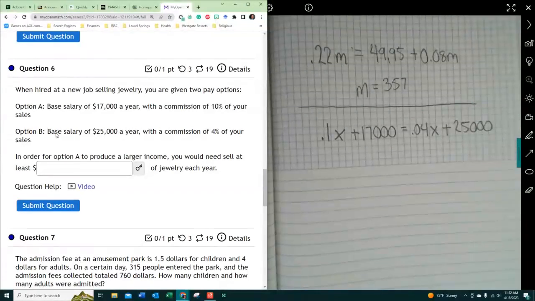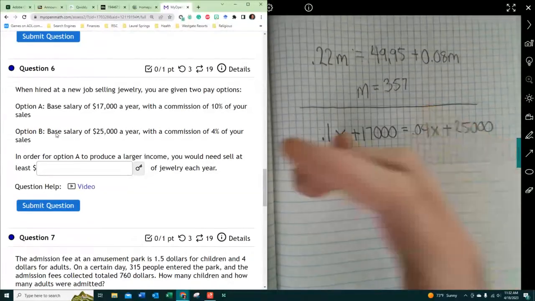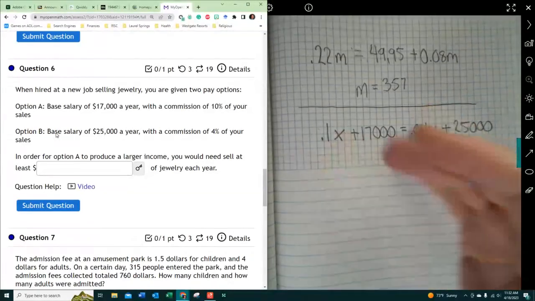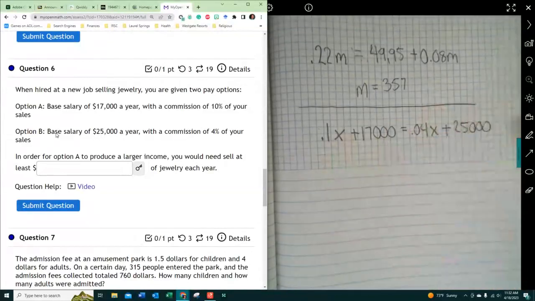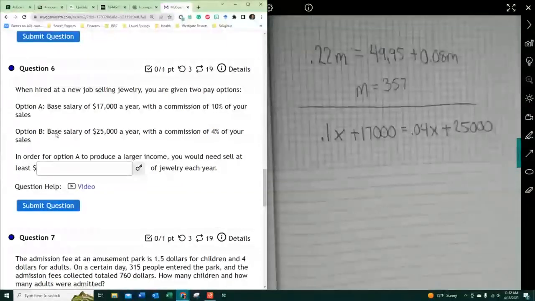So what you do, and I'm doing all this on the calculator, you're going to get 0.06 and then you subtract 17,000. All this can be done quickly on your calculator without having to write anything. So you put 25,000 minus the 17,000. And then you get 8,000 divided by 0.06. And then you get that.